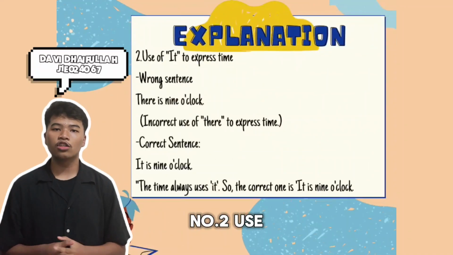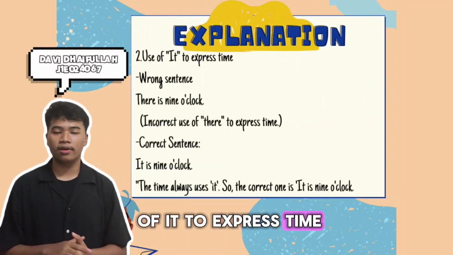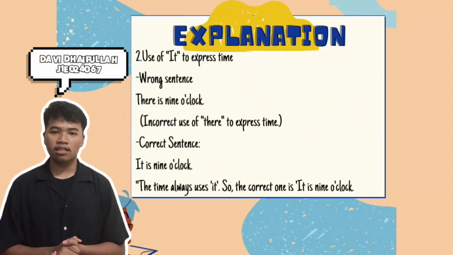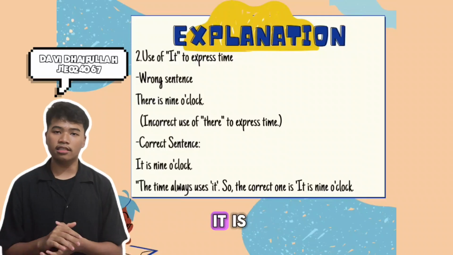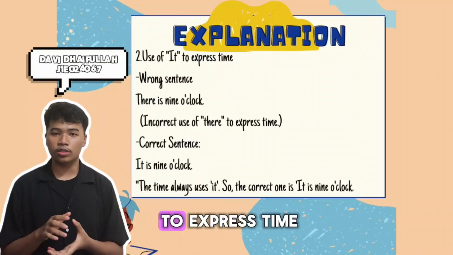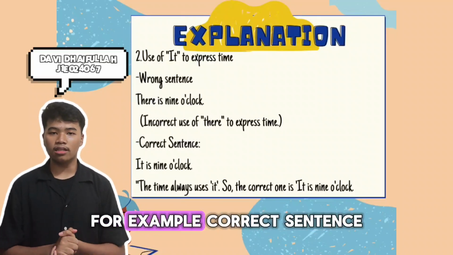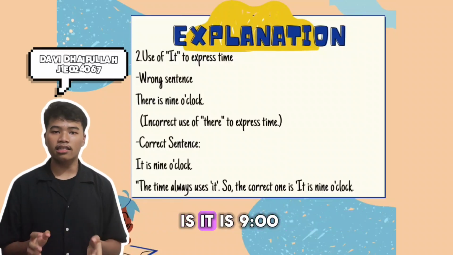Number 2. Use of it to express time. For example, wrong sentence, there is 9 o'clock. It is incorrect to use there to express time. For example, correct sentence is it is 9 o'clock.